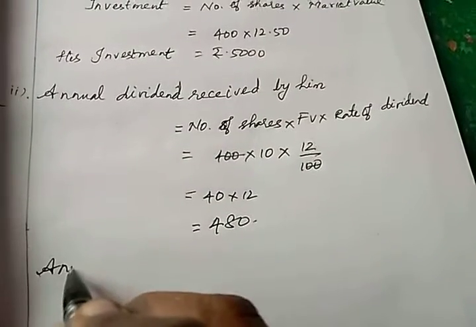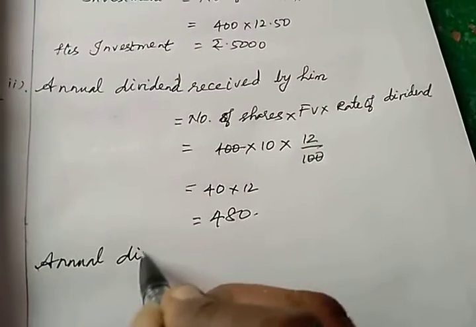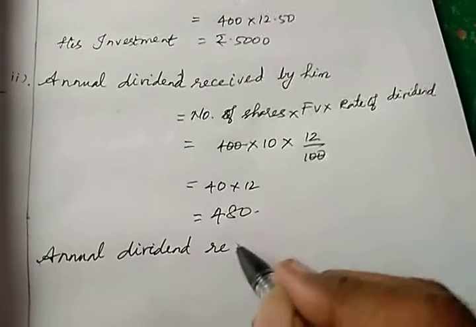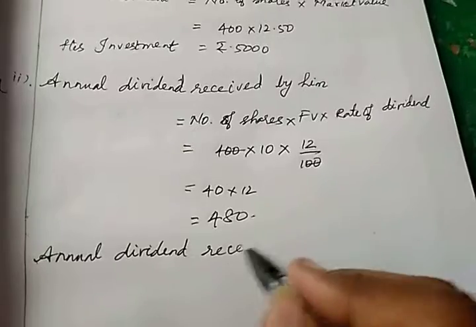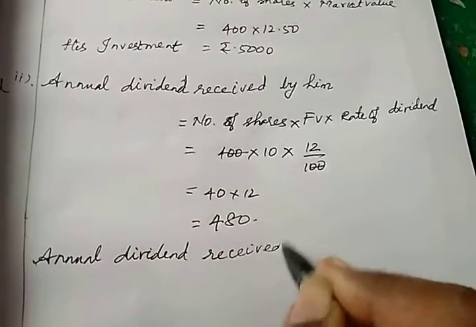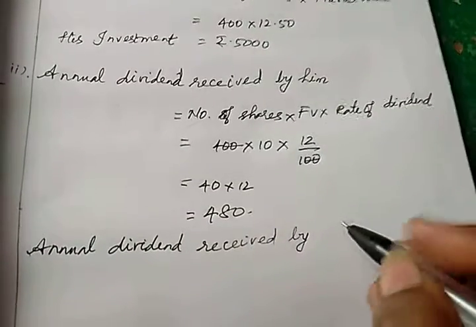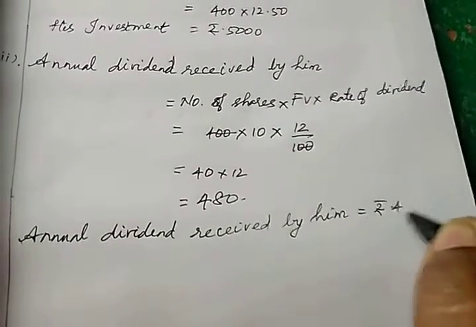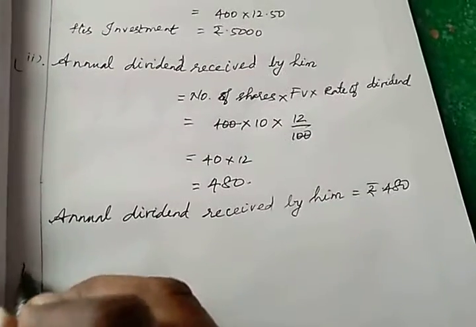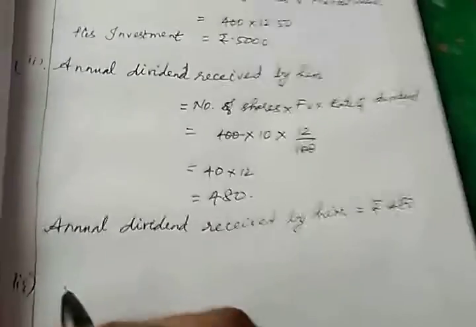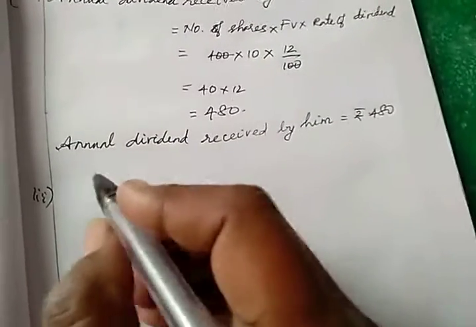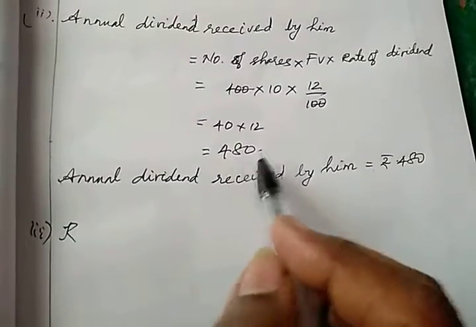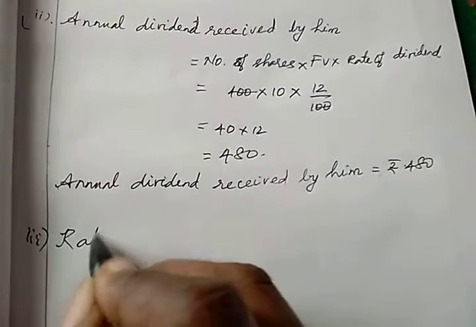Annual dividend received, that is for 1 year he has received a profit of 480 rupees. Received income of 480 rupees, okay? Annual dividend received by him equals rupees 480. And the third question, rate of interest received by him on his money. Out of this, what is the rate for 480 rupees? What is the rate of interest they are asking?